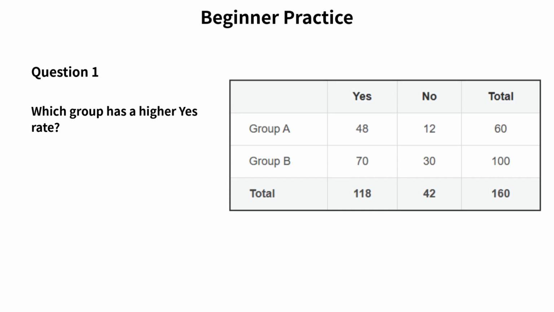Now let's try a practice question. Take a look at the table. Which group has a higher yes rate? Don't rush. Focus on the denominator.